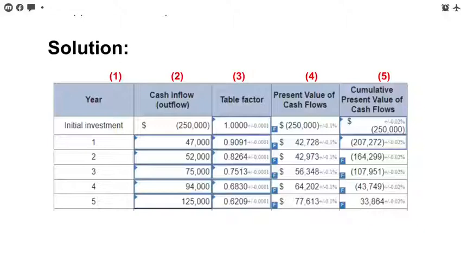Now, another thing that you have to know is, if the NPV of an investment is positive, then it is a good investment, an investment that should be accepted. But if you calculate NPV and you find that the NPV is negative, then it shows that the investment is not a good investment.